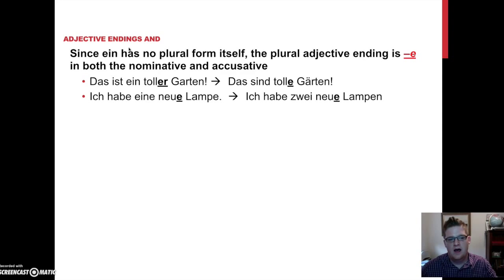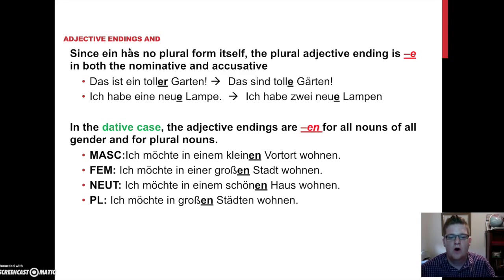A little more on adjective endings. Since ein has no plural form itself, the plural adjective ending is e in both the nominative and accusative case. Das sind tolle Gärten. Those are wonderful gardens. Ich habe zwei neue Lampen. I have 2 new lamps. And in the dative case, all endings are en, regardless of masculine, feminine, neuter, or plural, as you can see in the examples.